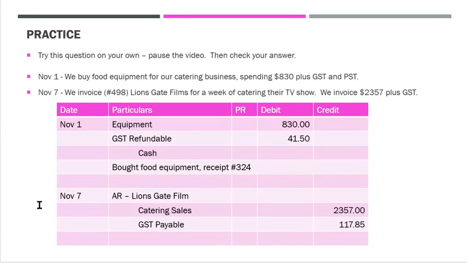The second transaction, we are owed money by Lionsgate Film. I'm going to put it in, but I'm going to leave the amount blank. It's almost easier to start with the two credits and then come back and fill out the final amount for the debit. So catering sales, we know it's $2,357. GST payable, 5%, $117.85. Add them up to get the final amount.